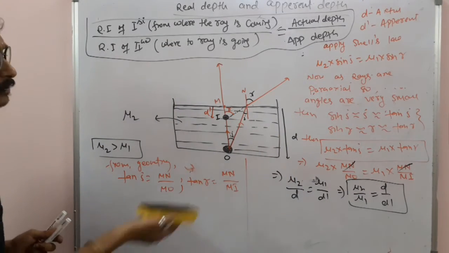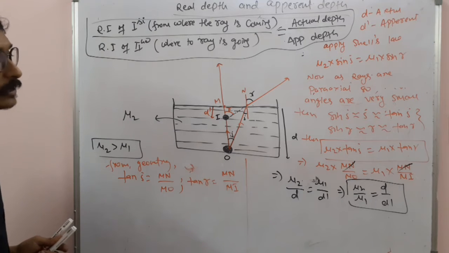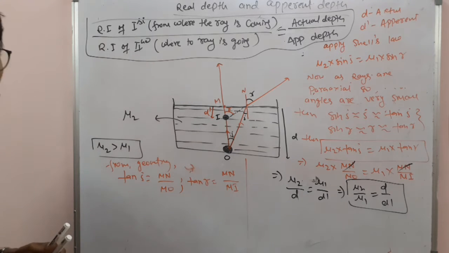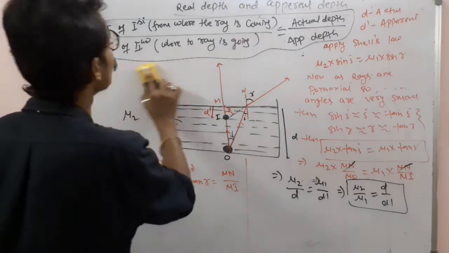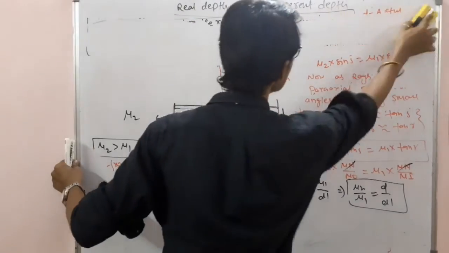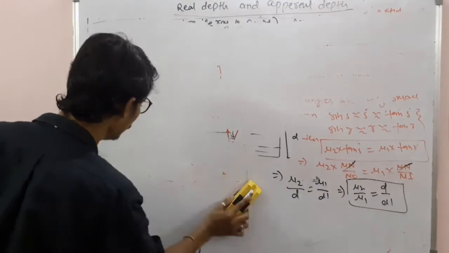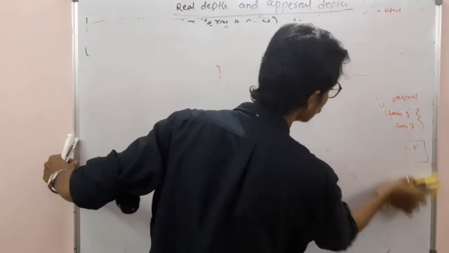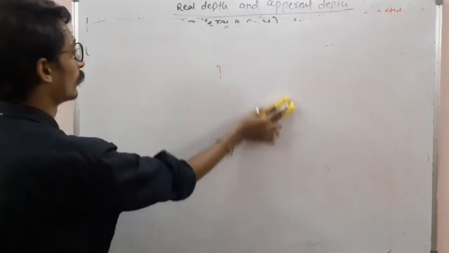Now you can see that our target was to derive the relation between what? Actual depth and apparent depth. Okay, so let's take a question on this topic. A good question we will take here.